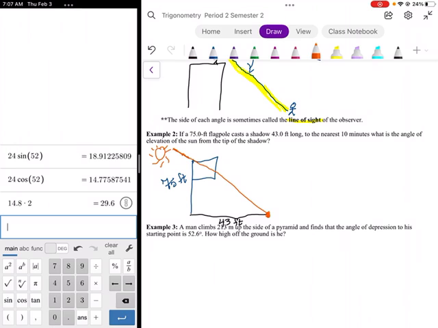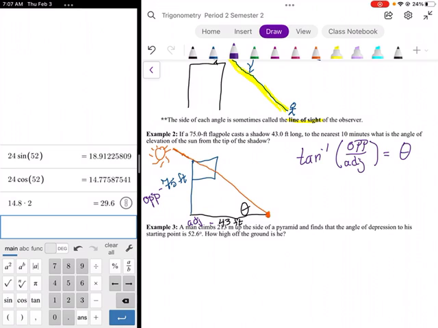And we are looking for this angle down here, the angle of elevation. So this is where our inverse functions are going to come in. We have our opposite side and our adjacent side. So for this, we are going to end up using our inverse tangent. And when you use inverse tangent, you're still going to put opposite over adjacent here. And that's going to give you what your angle is equal to.